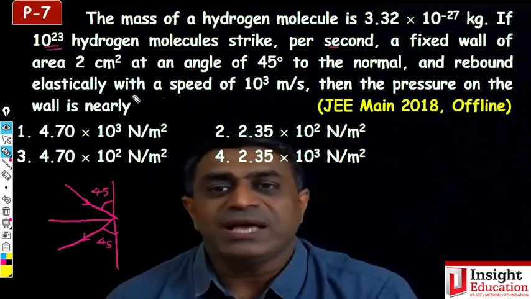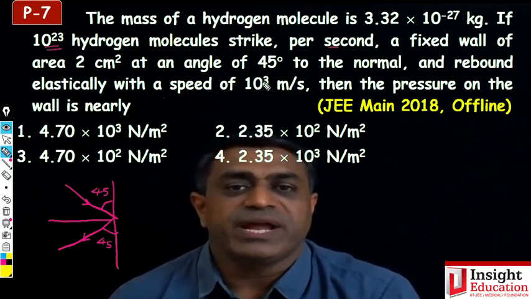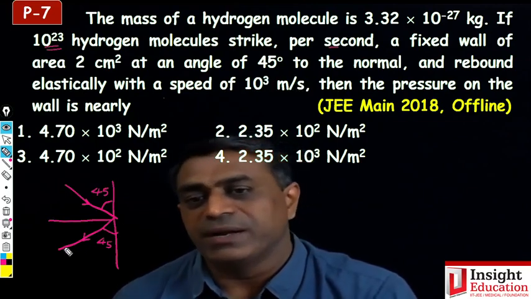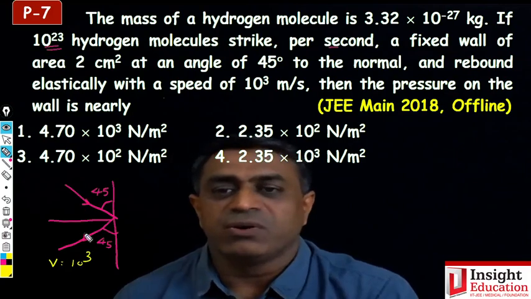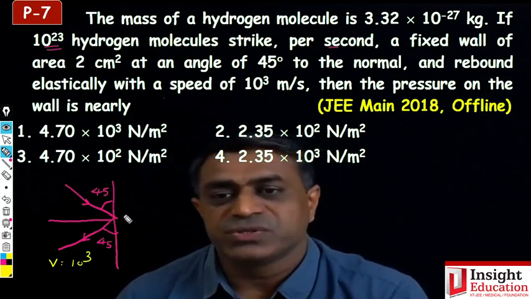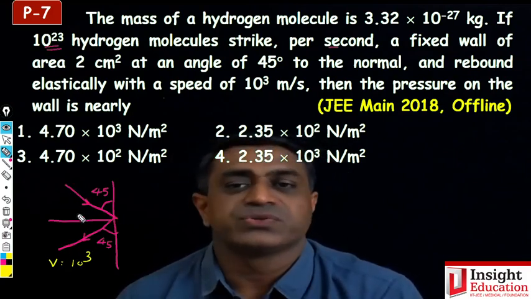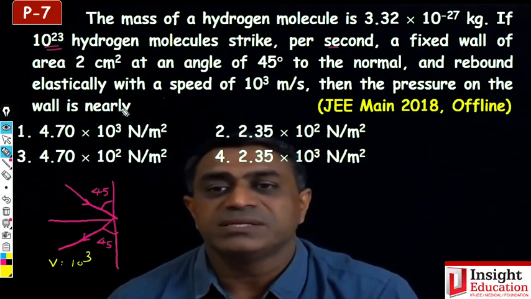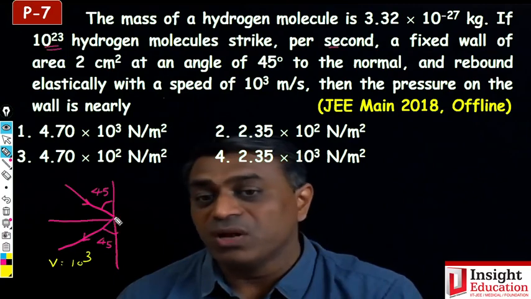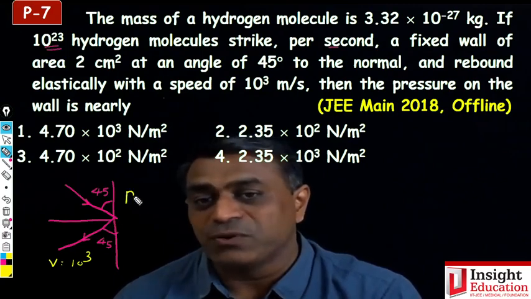And rebound elastically with speed of 10 raised to 3 meter per second. So speed v is equal to 10 raised to 3. Here collision is elastic collision. So mass is same, so velocity also should be same. Then pressure on the wall is nearly. આ જે wall છે એના ઉપર pressure કેટલું હશે?